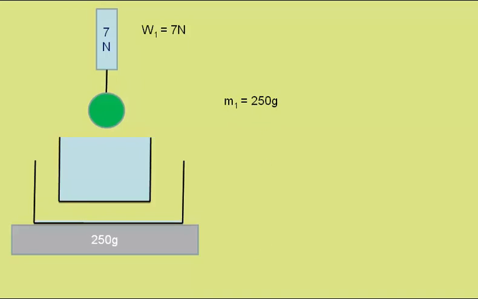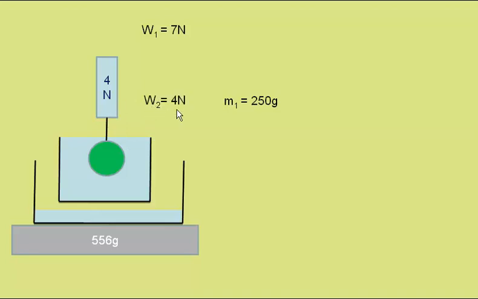As we lower the object into the water, water is displaced, filling the lower container. The Newton meter reading now goes down to 4 newtons, which I'll call W2, and the electronic balance has gone up to 556 grams, which I'll call M2.